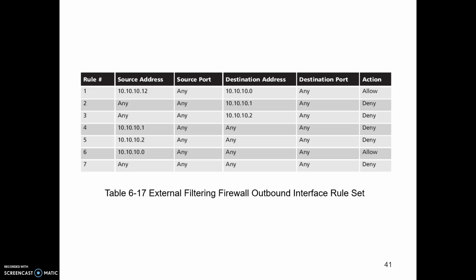allowing responses to internal communications, and that's rule number 1. Denying communications to and from the firewall itself, that's rule number 2 through 5. And allowing all outbound internal traffic, that's rule number 6. Note that there is no permissible traffic from the DMZ systems except as in rule number 1.